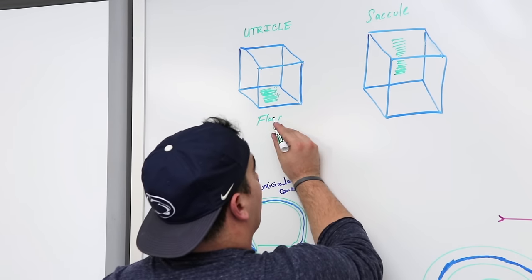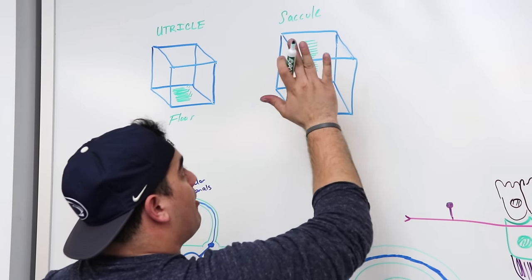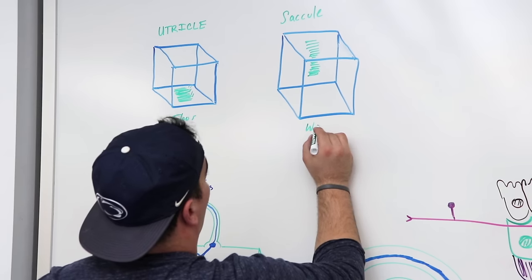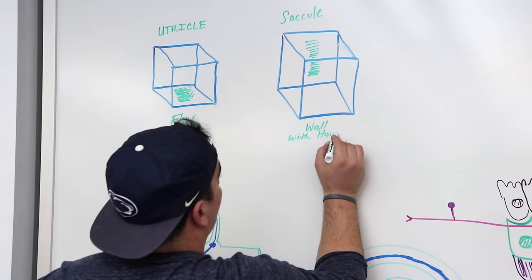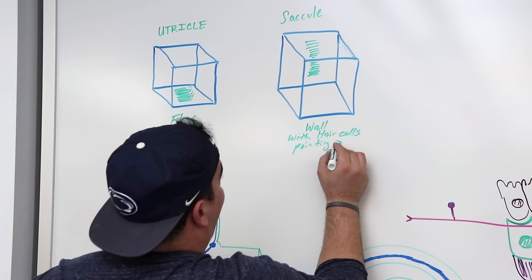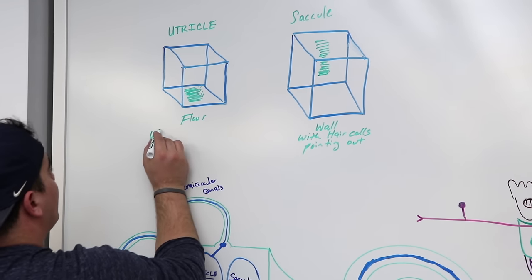So this is on the floor for the utricle with the hairs pointing up. The saccule, the sensory epithelium, is on the wall with the hairs pointing out. So this is on the wall with hair cells pointing out. And this one is on the floor with hair cells pointing up.